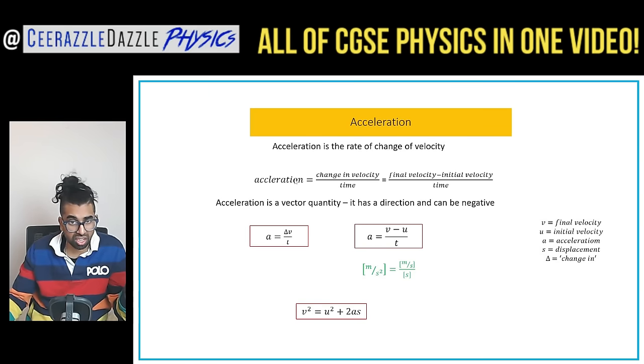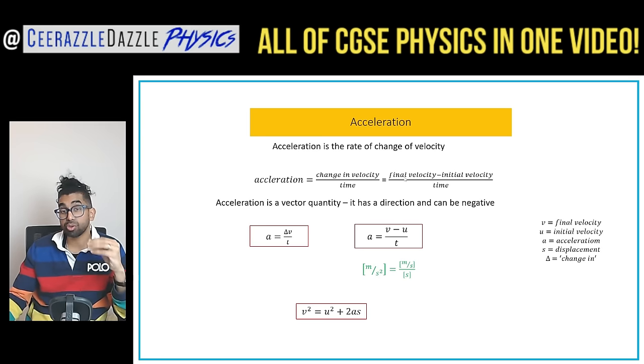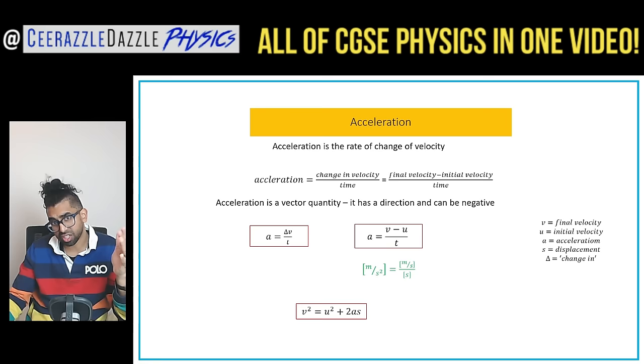Acceleration. Acceleration is simply the rate of change of velocity. So there we go. Acceleration is equal to your change in velocity divided by time taken. That's the same as your final velocity minus your initial velocity divided by the time taken. And acceleration is a vector quantity, so it can have a size and direction. If it is positive, that means you're accelerating, you're gaining velocity. If it's negative, you're going to be losing velocity. Therefore, it's called deceleration.